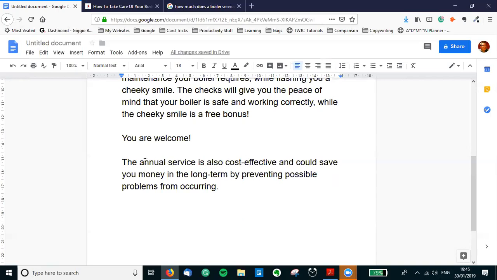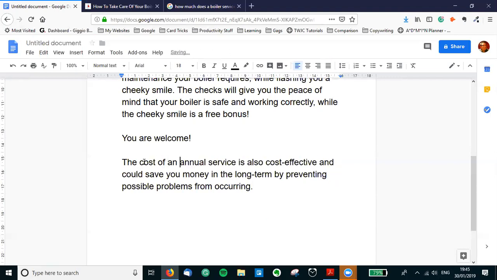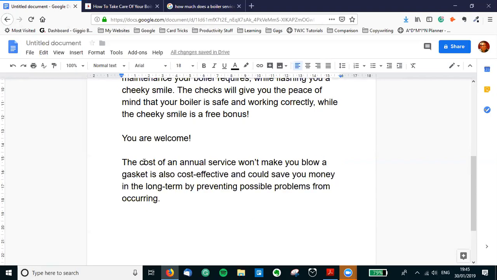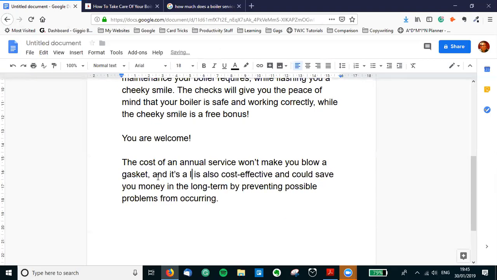So let's say the cost of, let's get a pun in there. Cost of an annual service won't make you, can you guess what's coming? Won't make you blow a gasket. Is that a boiler joke? I'm not entirely sure. I should really check these things out. The cost of an annual service won't make you blow a gasket, and it's a lot cheaper than buying second-hand arctic gear from Sir Ranulph.